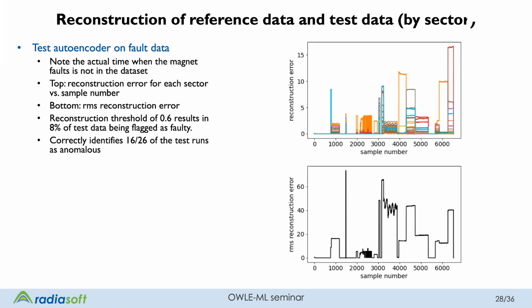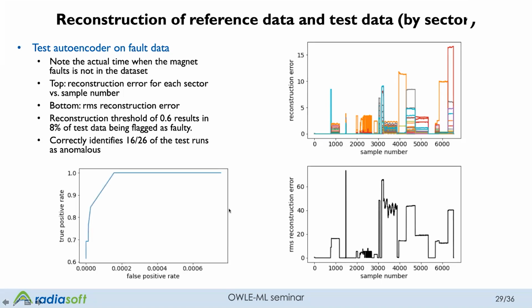And 8% means 8% of the samples, and there's a lot of samples. It's not necessarily 8% of the magnets. It correctly identifies 16 out of 26 of the runs as having some anomalies. So each run has anywhere between a few hundred to 1,000 data points in it, and the 8% of all of that data is flagged as anomalous, which means that during some of the runs, as you can see, there's sections that are anomalous and sections that are not anomalous. And in some cases, the whole run is anomalous, which is actually what I'm going to show on the next slide, I think. Oh, no, sorry.